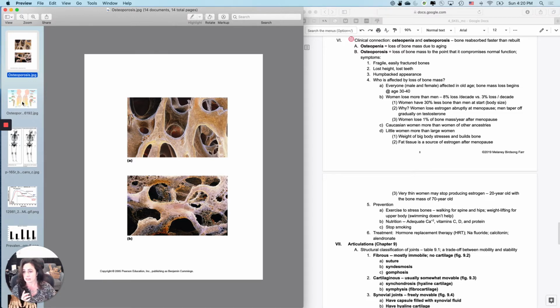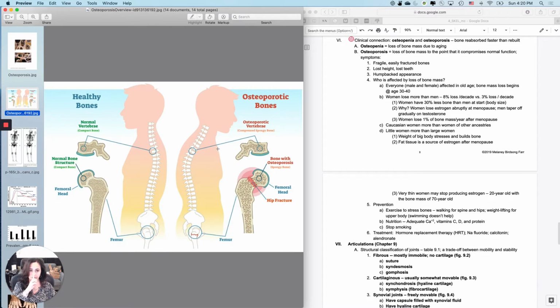In addition, some of the other symptoms are lost height, because the spongy bone that's in the bodies of your vertebra gets compressed. You lose bone mass and your spongy bone bodies of your vertebrae get compressed, and you will lose height. In addition, a lot of times you lose muscle strength, so you don't hold yourself up as well. In addition, you can also lose teeth associated with osteoporosis, but not because there's anything wrong with your teeth necessarily.